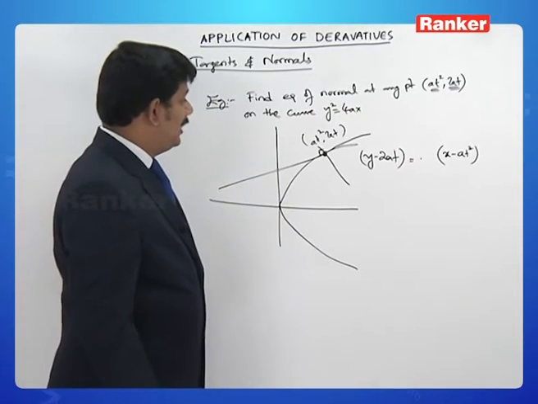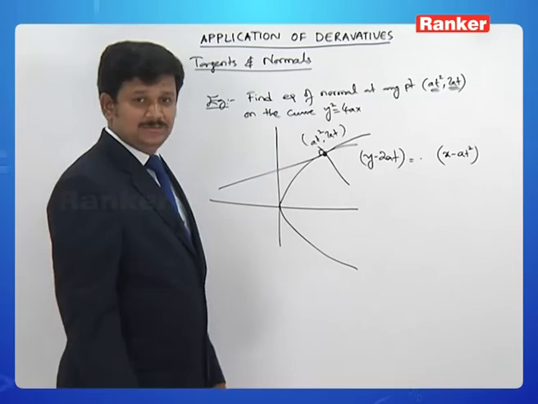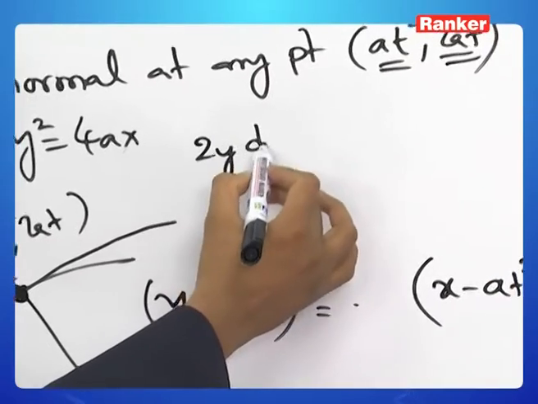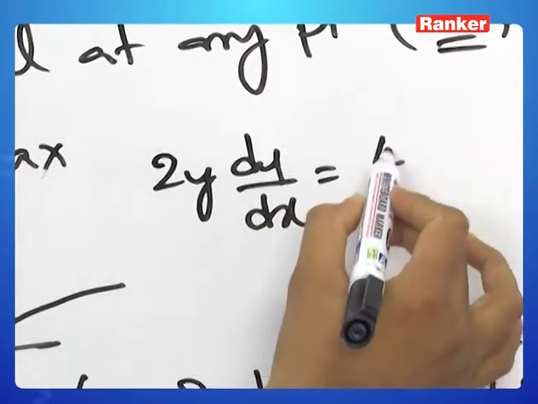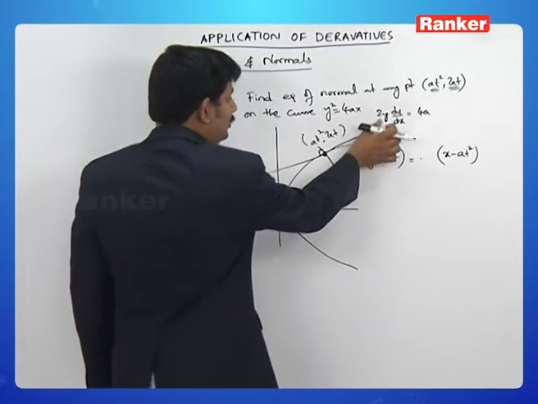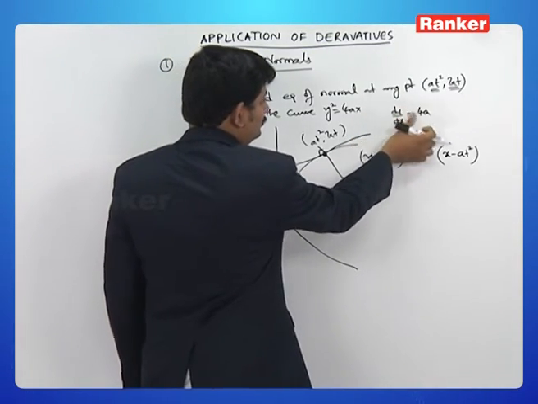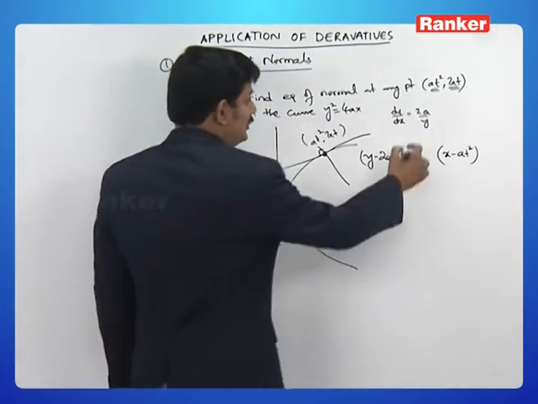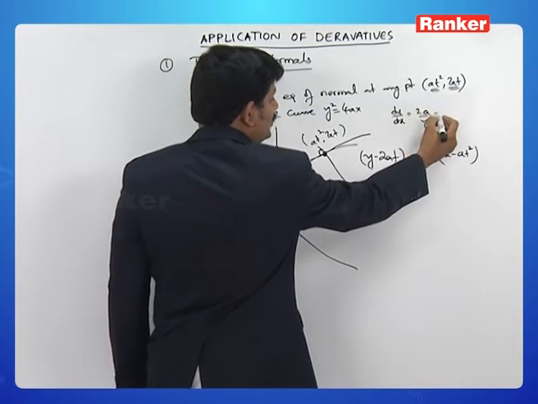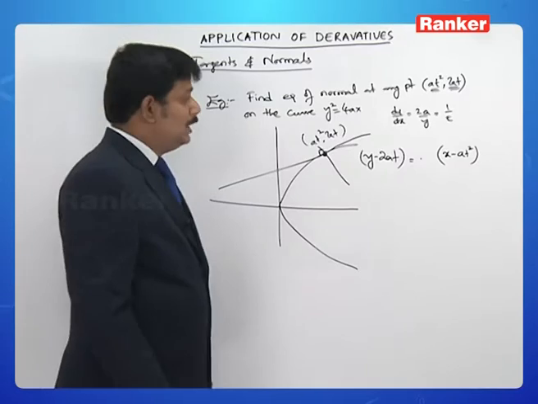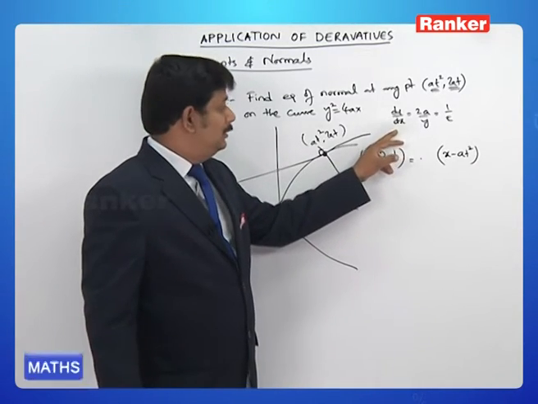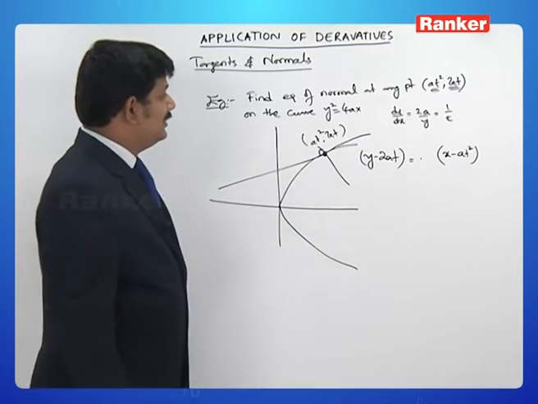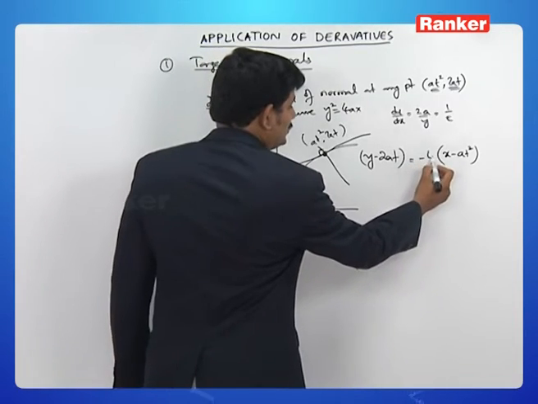Slope is given by minus dx by dy, that is, minus 1 by dy by dx. Let us differentiate this. 2y dy by dx is equal to 4a, or dy by dx is equal to 2a by y, and the y coordinate is 2at at this particular point. So, 2a by 2at is 1 by t. So, dy by dx is 1 by t, the slope of the tangent. So, the slope of the normal would be minus t, minus dx by dy would be minus t.